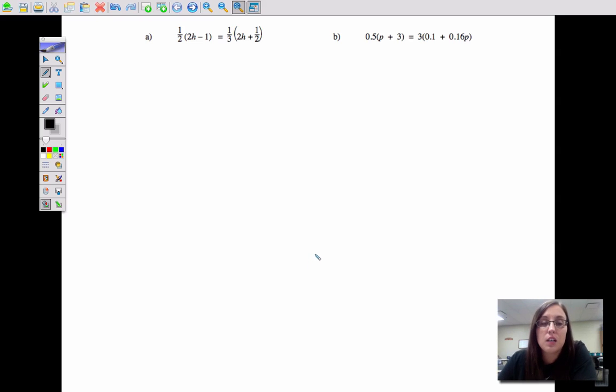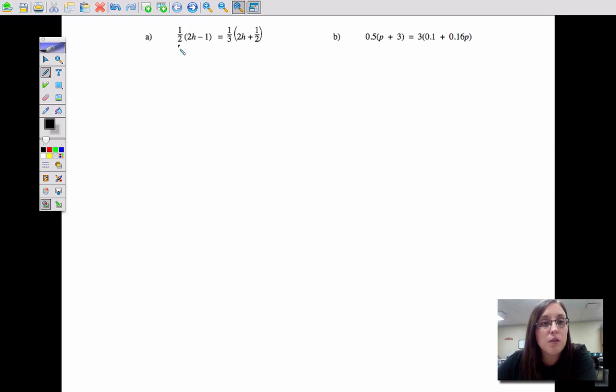All right, so I'm just going to show you two examples. The steps to solving these equations are no different. You just have to remember all of your rules for using decimals and fractions, and you just might need to use your calculator a little bit, so don't let them intimidate you. They are going to be a little bit more challenging, but you just have to make sure you follow your steps.